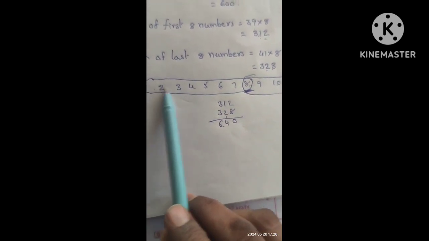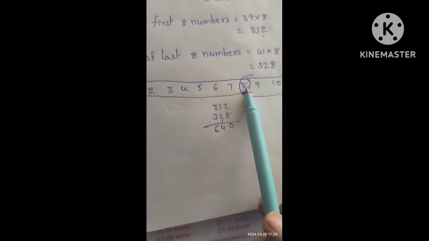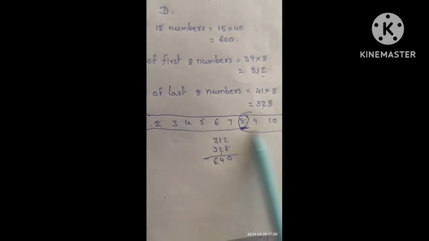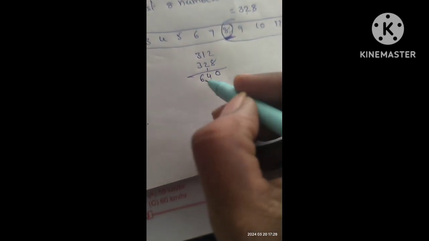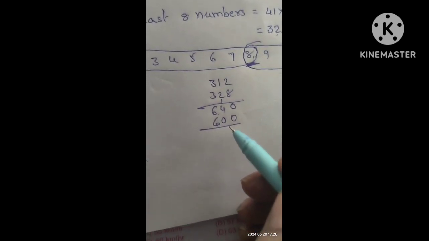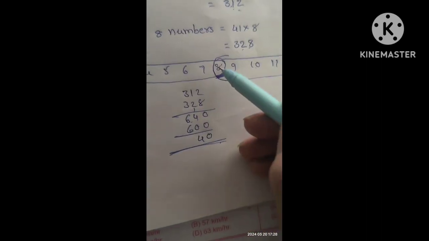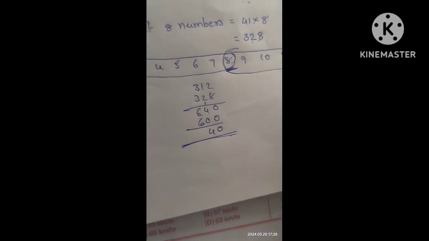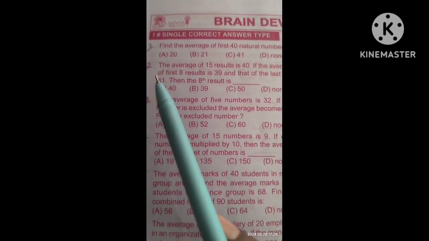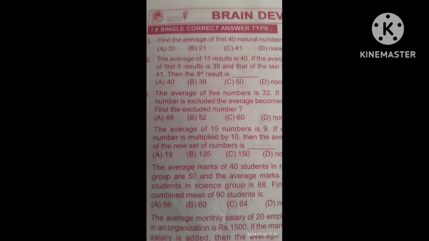If you take first 8, last 8, but here you calculated the 8th number 2 times. So because of it only you got the difference. If you take total 15 numbers, 600 is there. So the number which is calculated additionally will be the difference. So the difference is 40. Means the 8th number is 40. So if you come to the answers, option A. That is the 8th number.